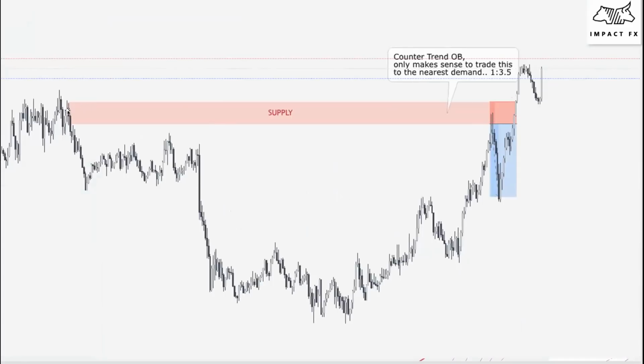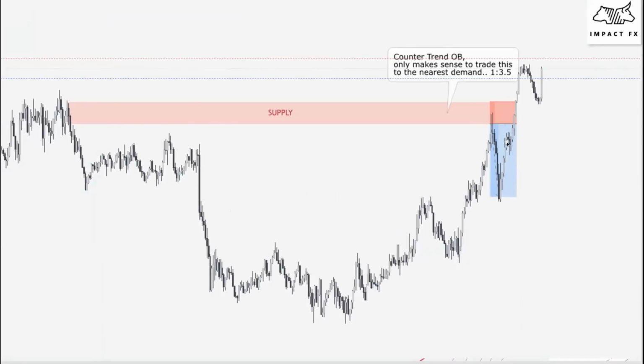Again, another example, 4-hour OB with supply that broke structure. So that would have been probably a signal that came out, and I'll show some examples. Well, your target shouldn't be 1 to 10. It should be the demand. And in this case here, that would have been a really nice 1 to 3.5 RR trade. And then price ended up going higher.